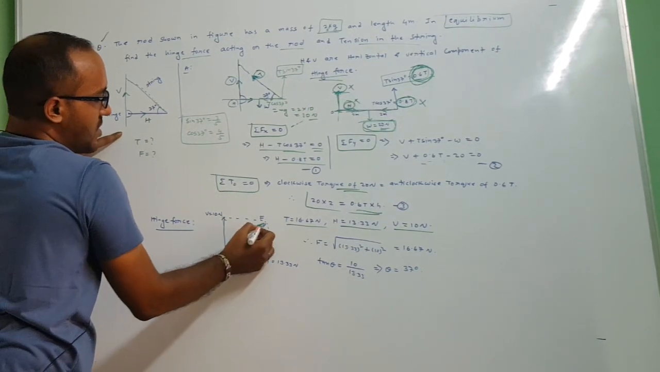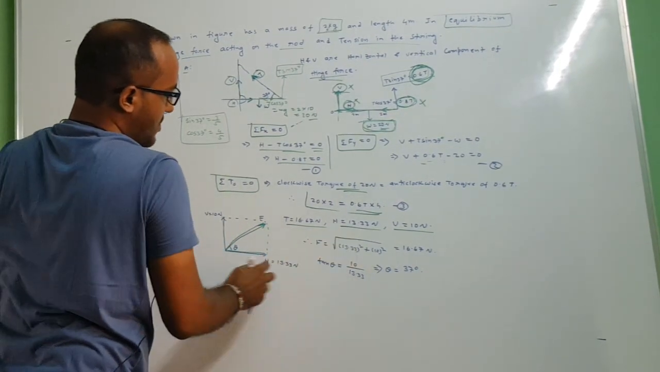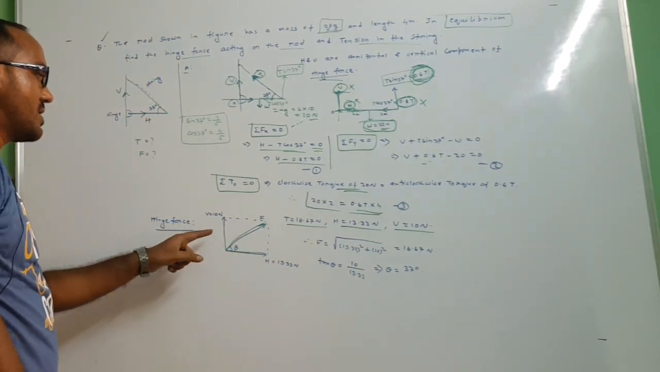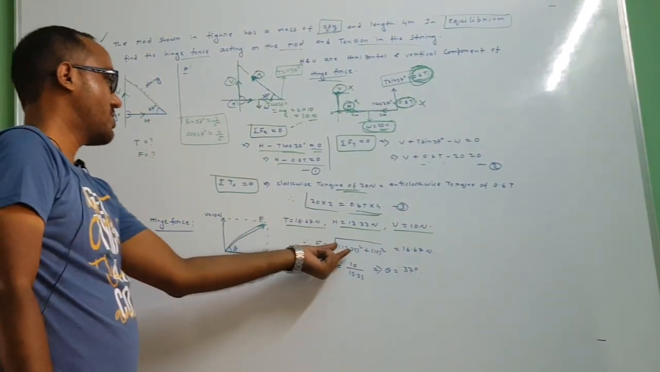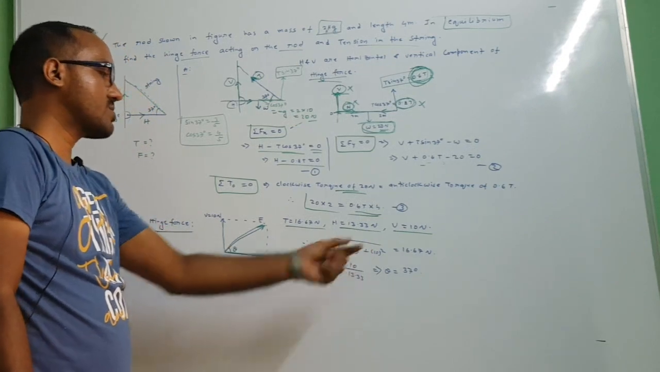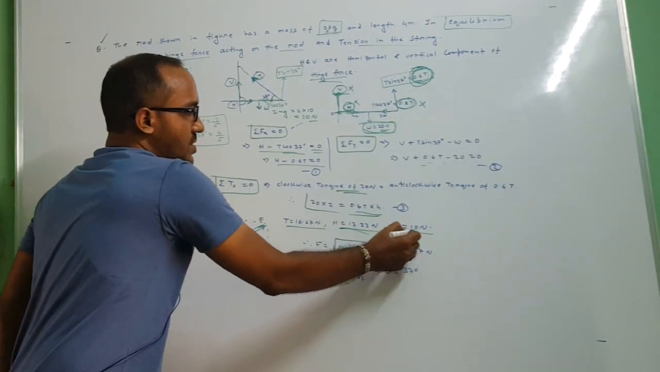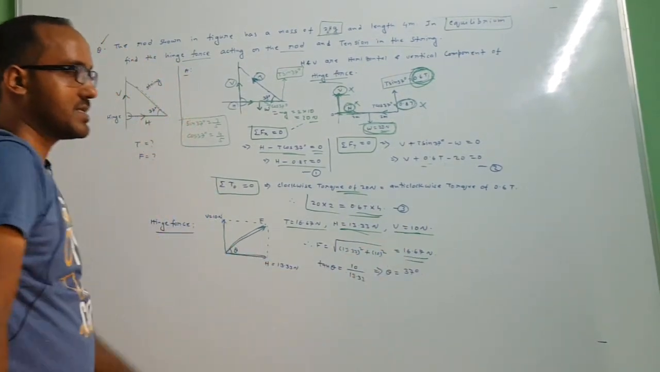So what is the resultant component? The resultant will be root under of a square plus b square plus 2ab cos theta. As it is 90 degrees, we only have to find root under of h square plus v square. We know H, we know V, put the values, you will get 16.67 Newton.